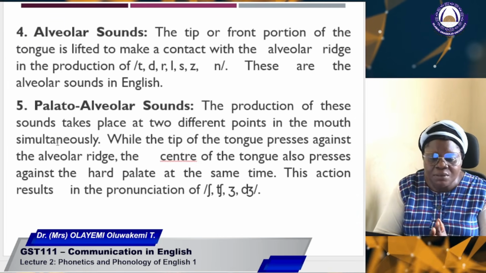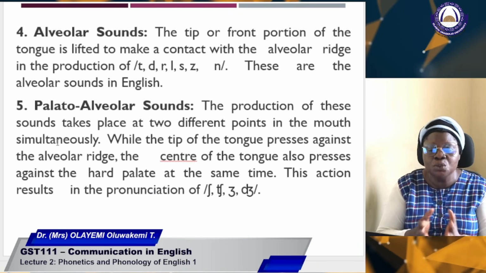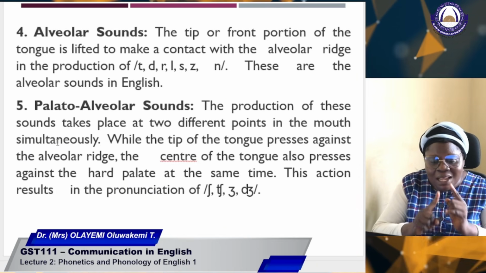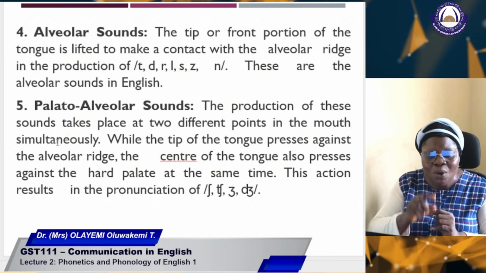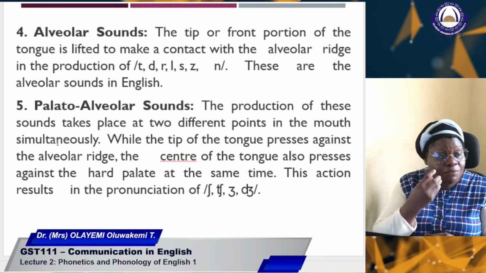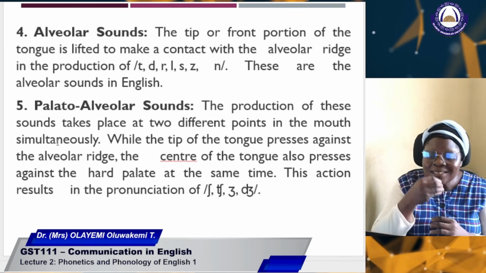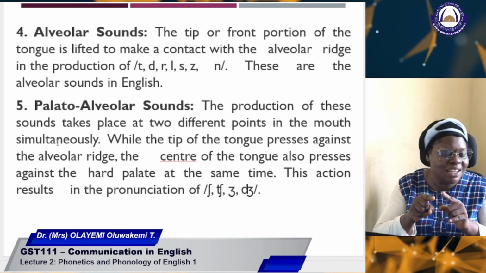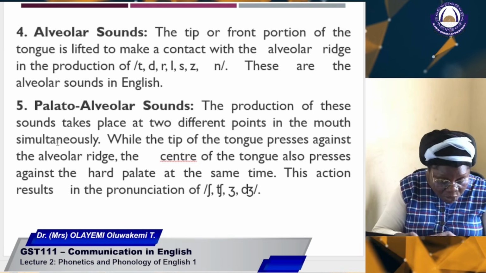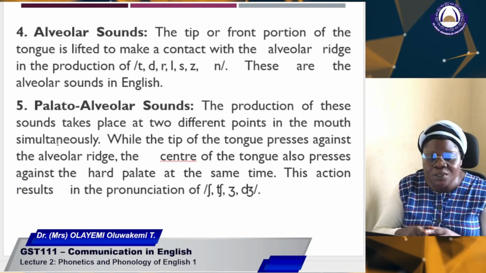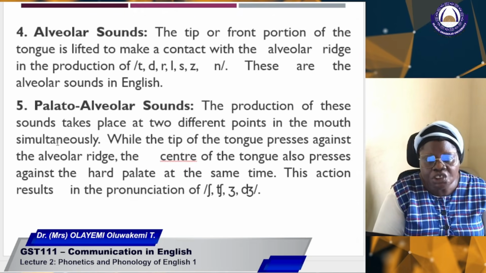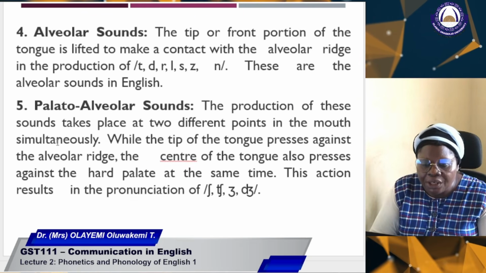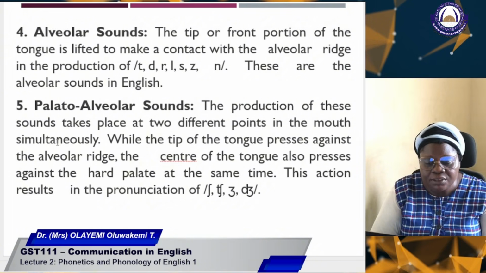The production of these sounds takes place at two different points in the mouth, and that happens simultaneously, not one after the other, but together at the same time. So while the tip of the tongue presses against the alveolar ridge, the center of the tongue also presses against the hard palate at the same time. So this action results in the production of sounds like sh in shoe, ch in church.